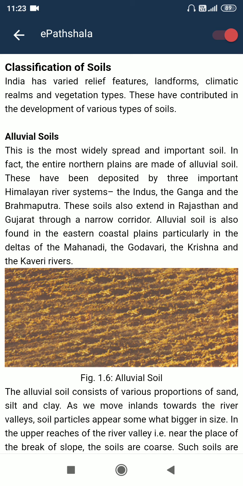Alluvial soil. This is the most widely spread and important soil. In fact, the entire northern plain is made of alluvial soil. These have been deposited by three important Himalayan river systems, the Indus, the Ganga, and the Brahmaputra. These soils also extend into Rajasthan and Gujarat through a narrow corridor. Alluvial soil is also found in the eastern coastal plain, particularly in the deltas of the Mahanadi, the Godavari, the Krishna, and the Kaveri rivers.